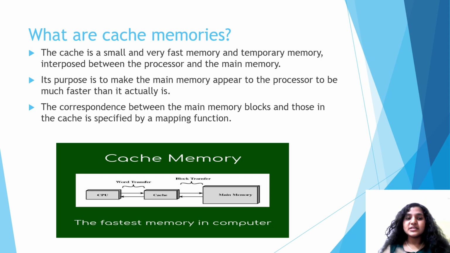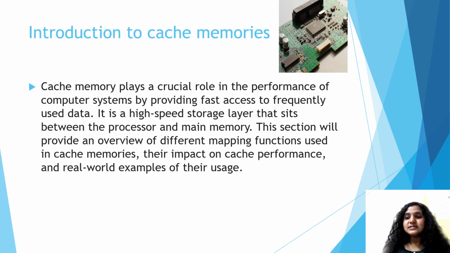The cache memory is present between the CPU and the main memory, and the correspondence between the main memory blocks and those in cache is specified by a mapping function. So the use of a mapping function is that we can understand the correspondence between the main memory and the cache memory. Let's understand the introduction to cache memories.